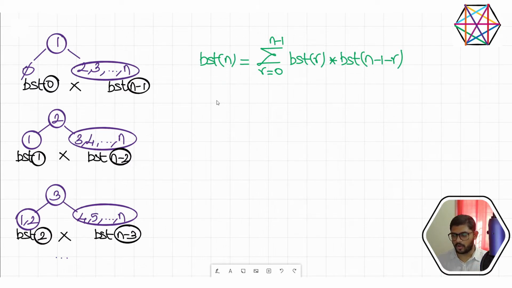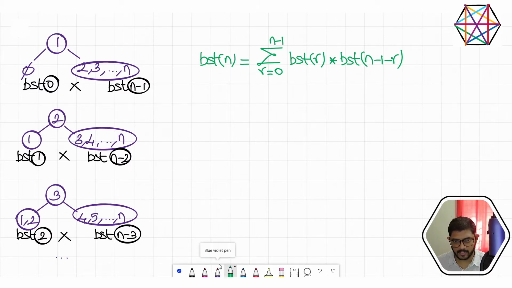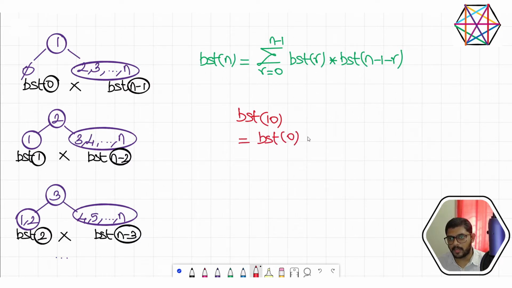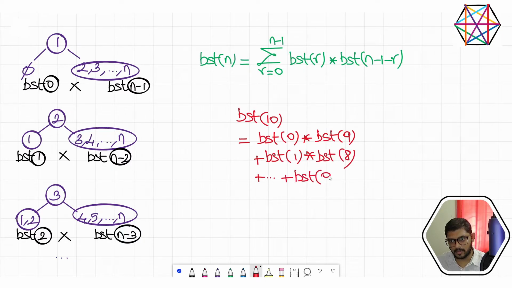But if you call the function once, for example's sake, consider this. I want to find BST of 10, which is not a very big number, just 10. So what is BST of 10? According to this formula, it is going to be BST of 0 times BST of 9 plus BST of 1 times BST of 8, all the way till BST of 9 times BST of 0. So the function is calling itself within the function, therefore it is recursive.